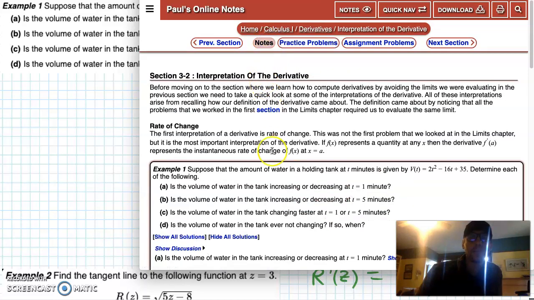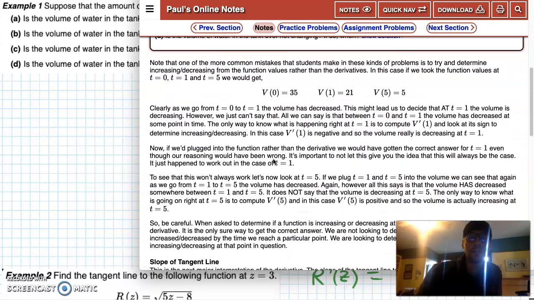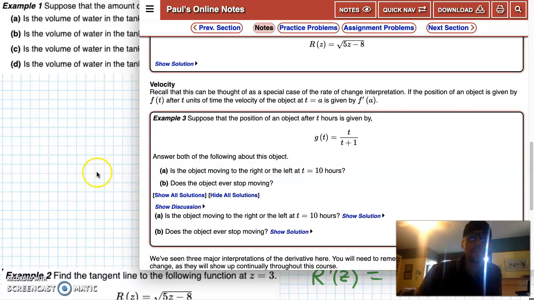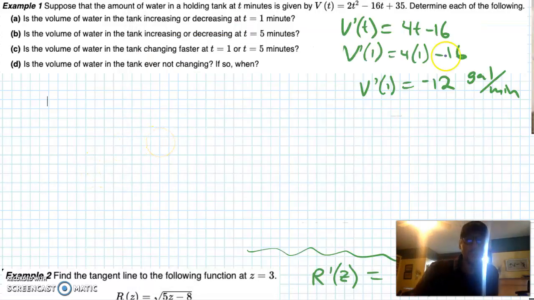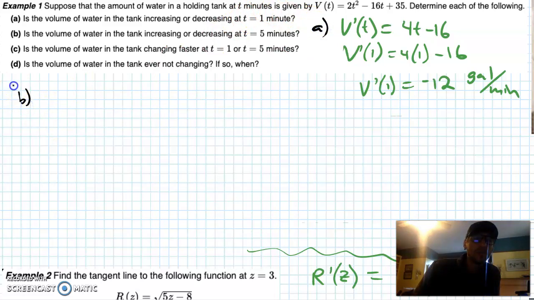So these are the practice problems I'll assign today, but here are the examples that I'm about to work through here. So we did the first one, we used V of t. And remember, this is sort of thinking about the rate of change. So the rate of change of the volume. We just made up gallons because they didn't give us the units, one annoying thing. So for B here, is the volume of the water in the tank increasing or decreasing at t equals 5 minutes?